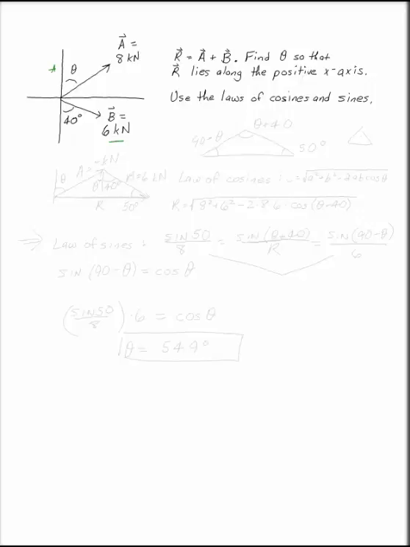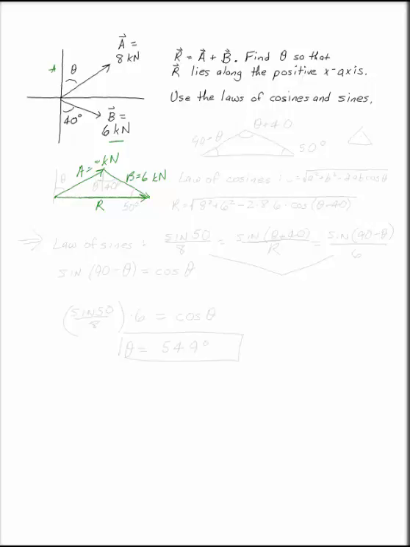the law of sines. The most important thing here to do is to draw the picture of your triangle. What are you looking for? So I'm going to take the vector A. A is 8 kilonewtons. And I'm going to add it head to tail with the vector B, where B is 6 kilonewtons, so that this resultant, R, is from head to tail, A plus B. And I want that to be straight horizontal.